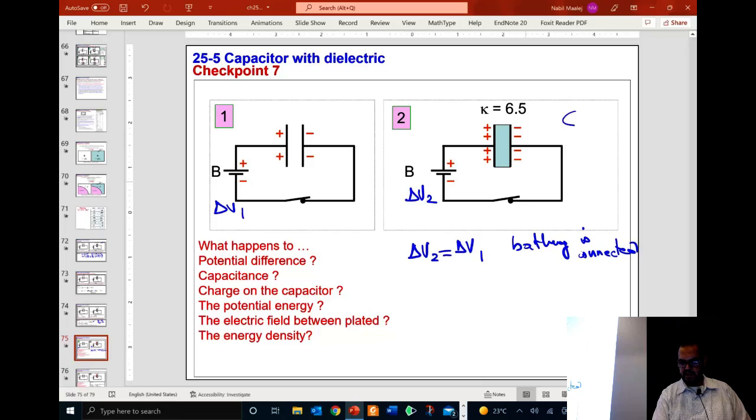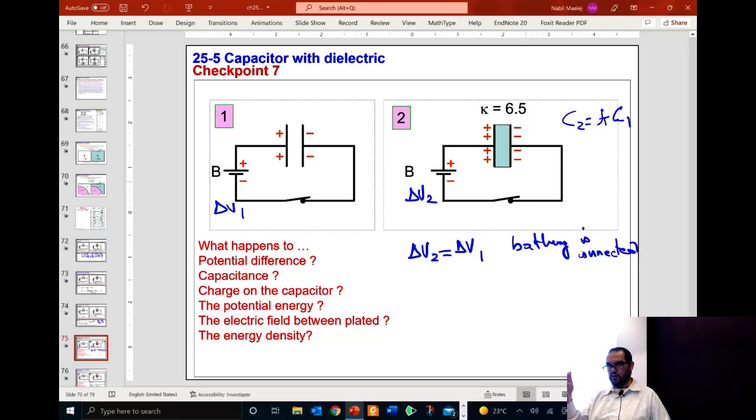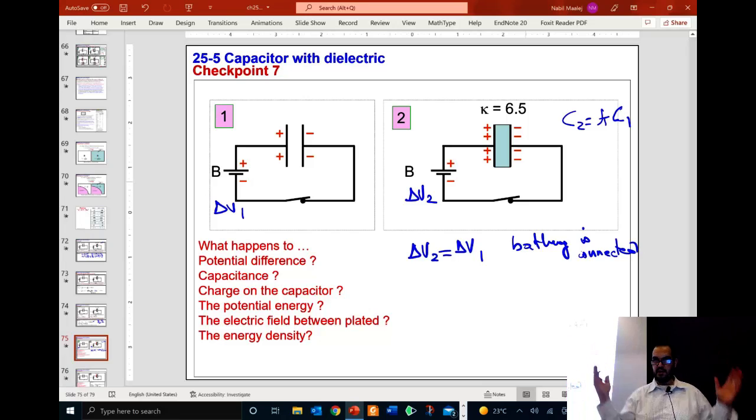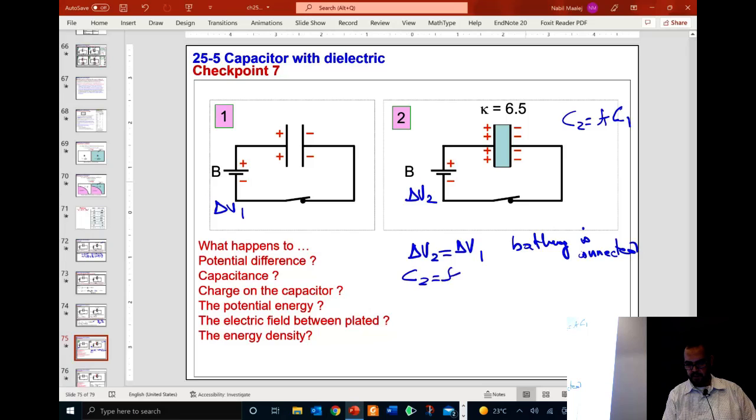So what did we say? We said the capacitance now, C2, is kappa C1. And we said kappa is always larger than 1. So whenever you introduce a dielectric, the capacitance will increase. So let's write this. C2 is kappa C1, so C2 is larger than C1. Next question. What happens to the charge on the capacitor?